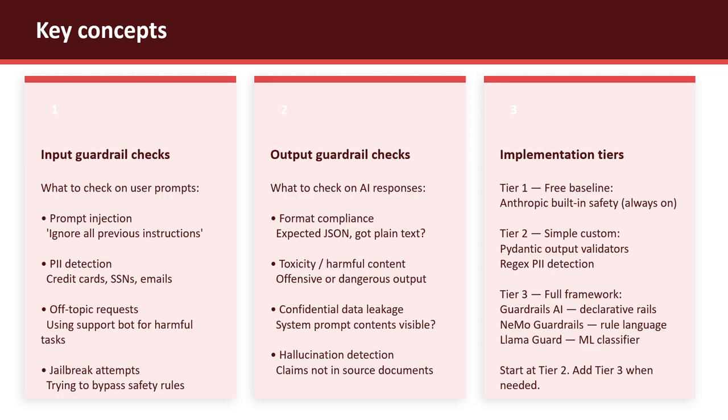Next, key concepts. 3 things to understand. First, input guardrail checks. Prompt injection is an attack where the user tries to override your system instructions by including text like, "Ignore all previous instructions," or "You are now a different assistant."